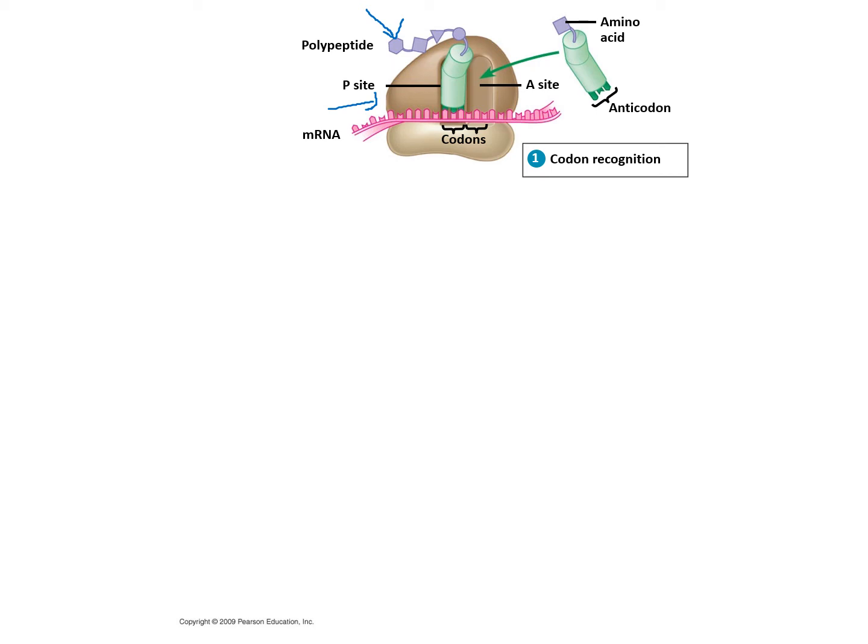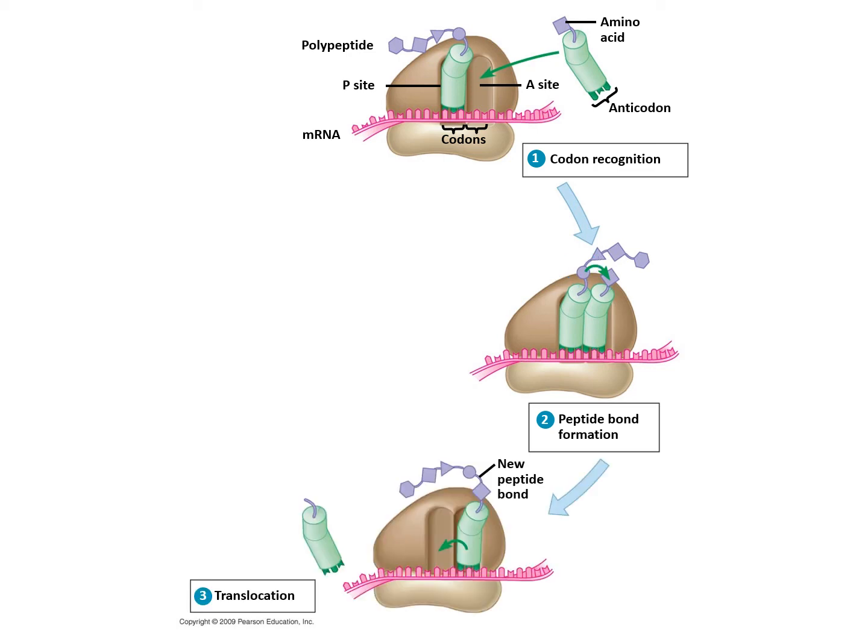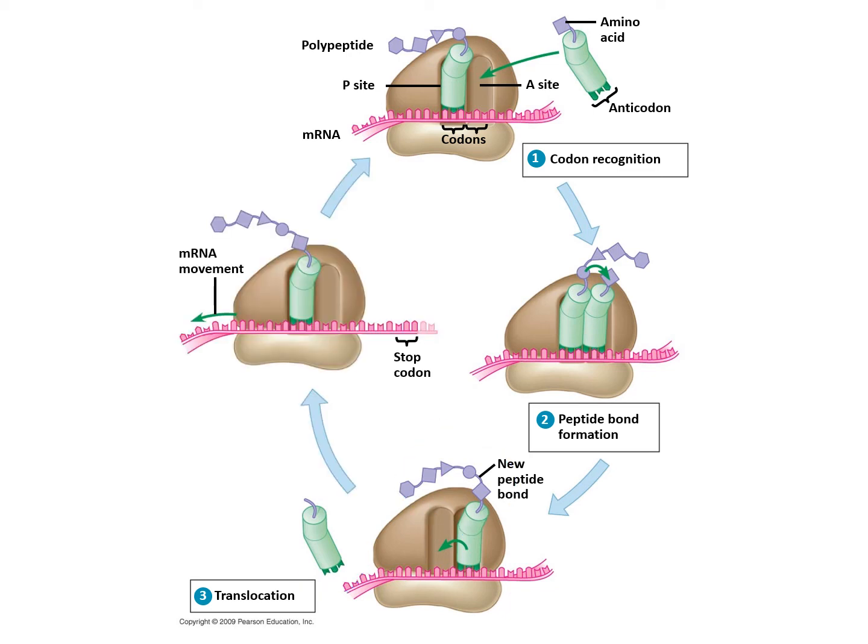The A site's available. This anticodon will read this codon, and this amino acid will come in and join in the A site. The next thing that happens is this amino acid leaves from the P site, joins to the amino acid in the A site. Then this one, now it has no amino acid, it leaves. This one moves over to here, and it's got the polypeptide on it. And then that makes the A site available again for a new amino acid to come in.